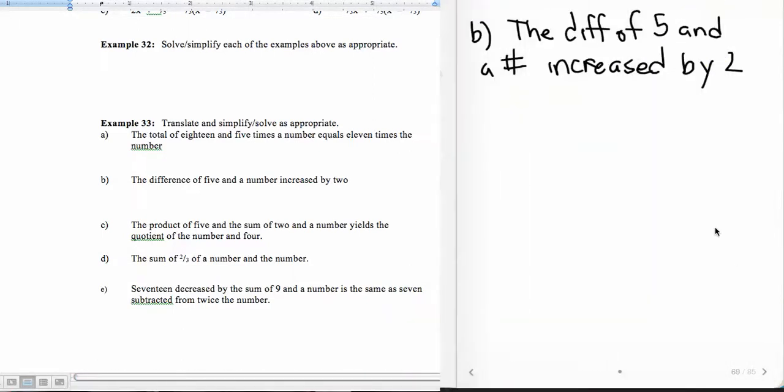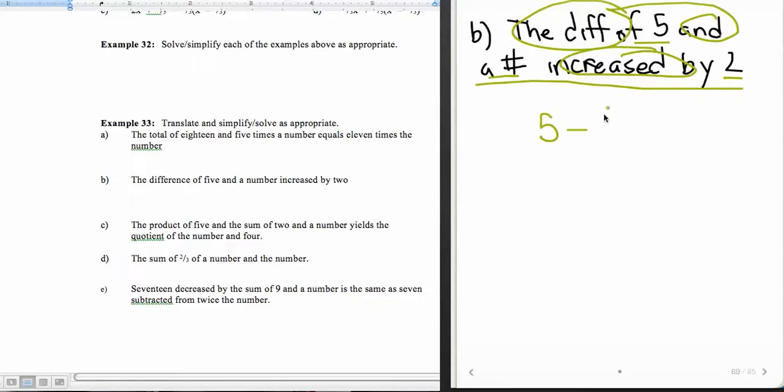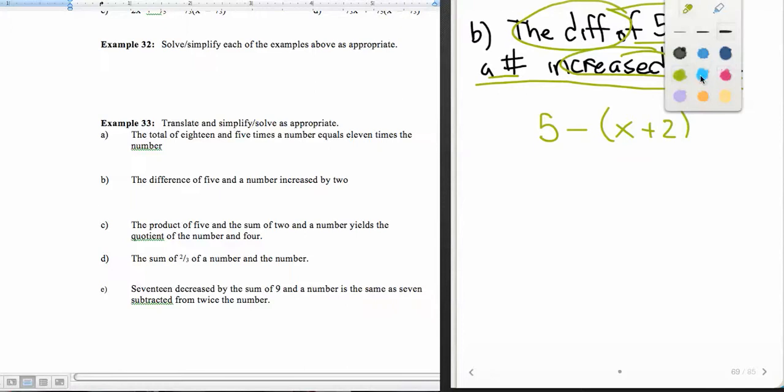Okay, problem number 2 here, part B. The difference of something and something. So 5 and a number increased by 2. And a number increased by 2 is the complicated thing. So difference of means subtraction. Subtraction comes in the order that we see it when we see difference of. So 5 and a number increased by 2. Well, that actually means that I have to have parentheses around this whole complicated thing. So there's our translation.